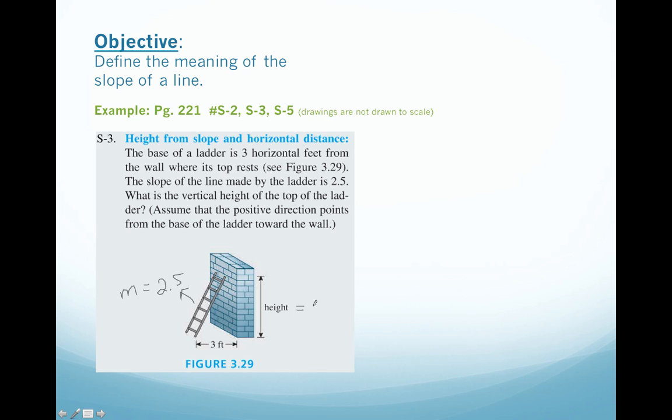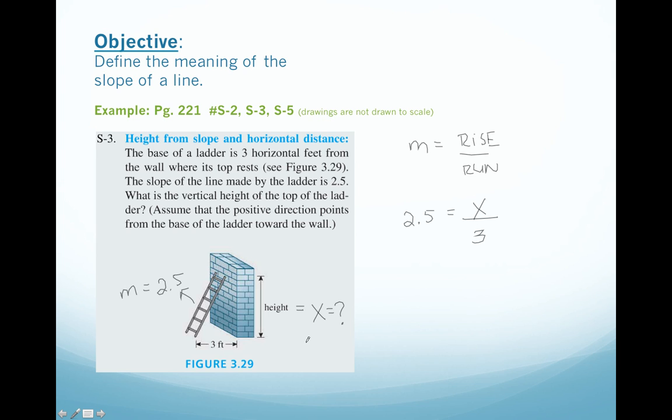Since we don't know what the height of the wall is, let's just call it something. I'm going to call it x, and we're going to try and figure out what x is. So again, use what you know to find what you don't know. We know that the slope is equal to the rise divided by the run. And we know what the slope is, so let's go ahead and substitute. That's 2.5. And we know that the run is 3 feet. We don't know what the rise is.